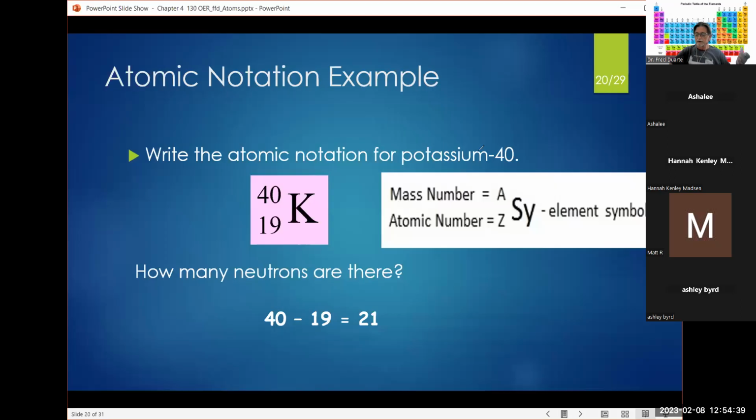It'll say, write the notation for potassium 40. They are telling you which isotope you're working with, okay? And as we just showed you earlier, potassium 40 is not the most common isotope. Potassium 39, okay? All right.